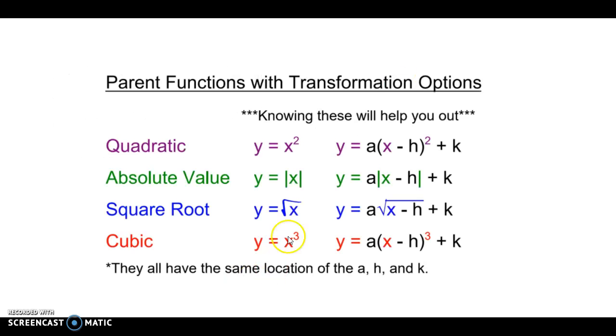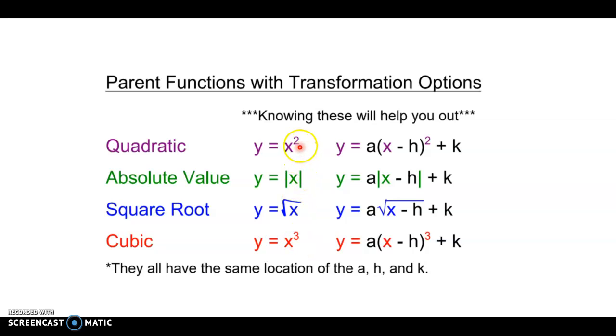We have our parent functions. We talked about our parent functions, and we had a graph of each of them put on our word board. Quadratic means that your x is going to be squared. That's the parent function. Absolute value has these two lines right here next to the x. Square root has the radical symbol. Cubic is going to be to the third power.